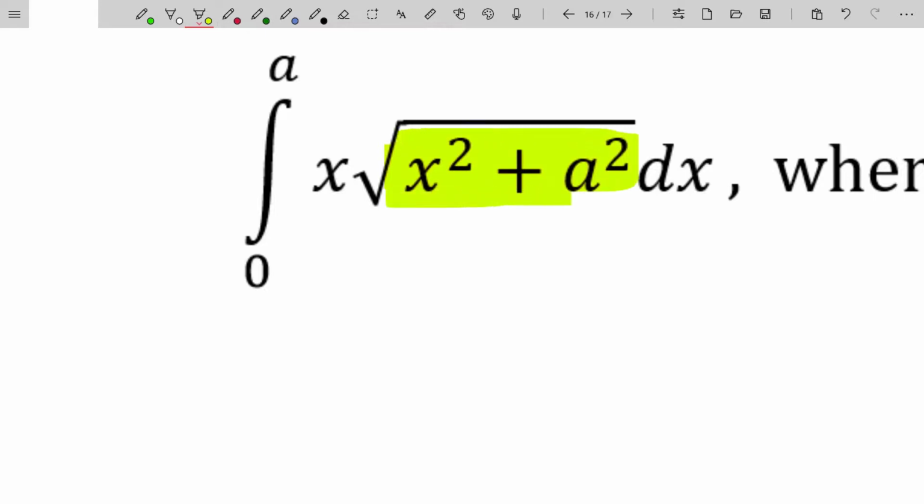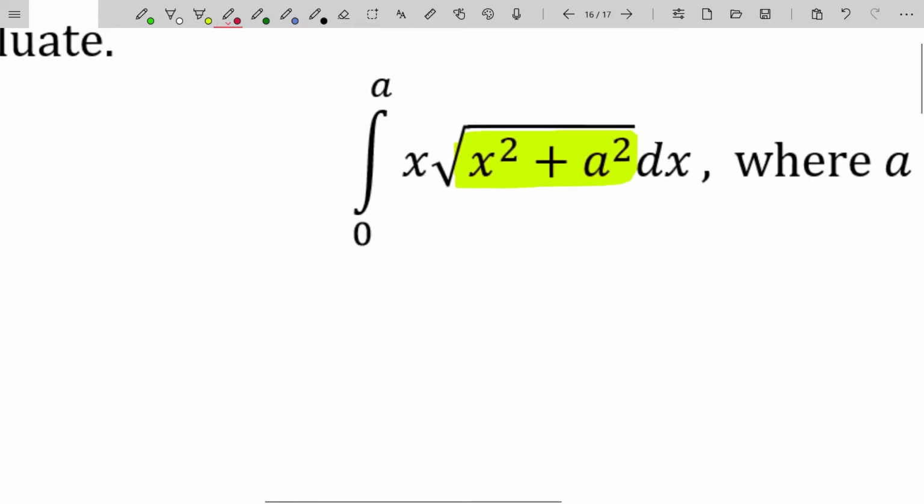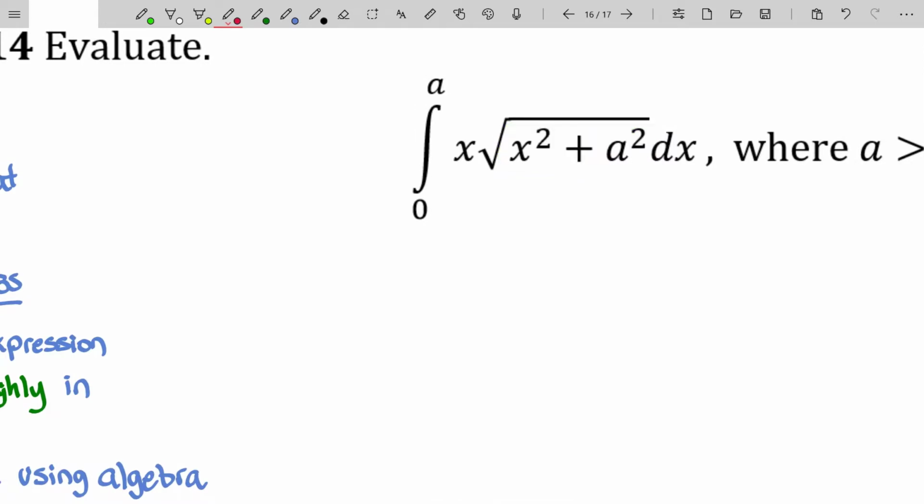Remember, a is just a constant, and the reason why you'd want to do that substitution is because the derivative of x squared plus a squared is roughly x. It's actually 2x, but when we're talking about the derivative within this integrand, we don't really care about the constant multiples. We just care about the actual variable derivative within this integrand. So in this case, a good substitution would be x squared plus a squared. Let's go ahead and see that.